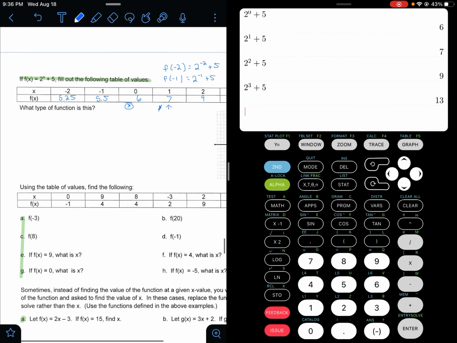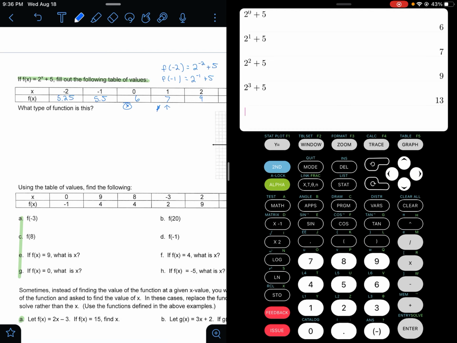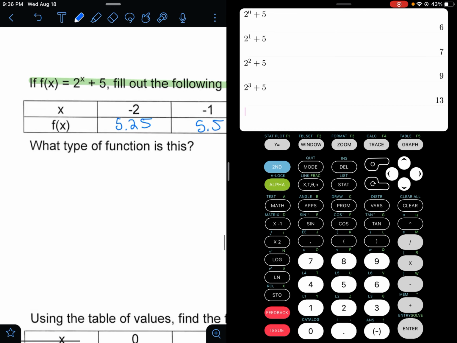All right, so this is our chart here. All right, and first off, they say, what type of function is this? Well, this is an exponential function. You can see because you have the x in the exponent. So this is exponential.